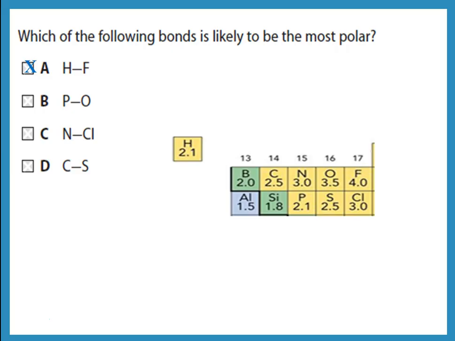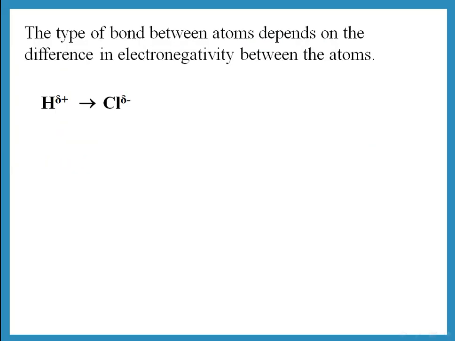Nitrogen and chlorine, that's actually approximately the same electronegativity. Carbon and sulfur, between carbon and sulfur, no difference. So the one that is most polar is the one that has the bigger difference in electronegativity. So in this case, it's HF.